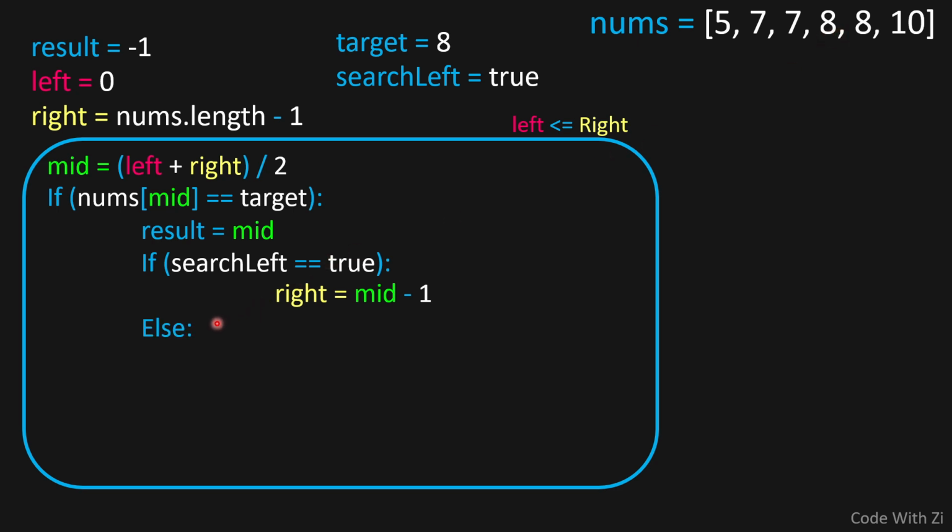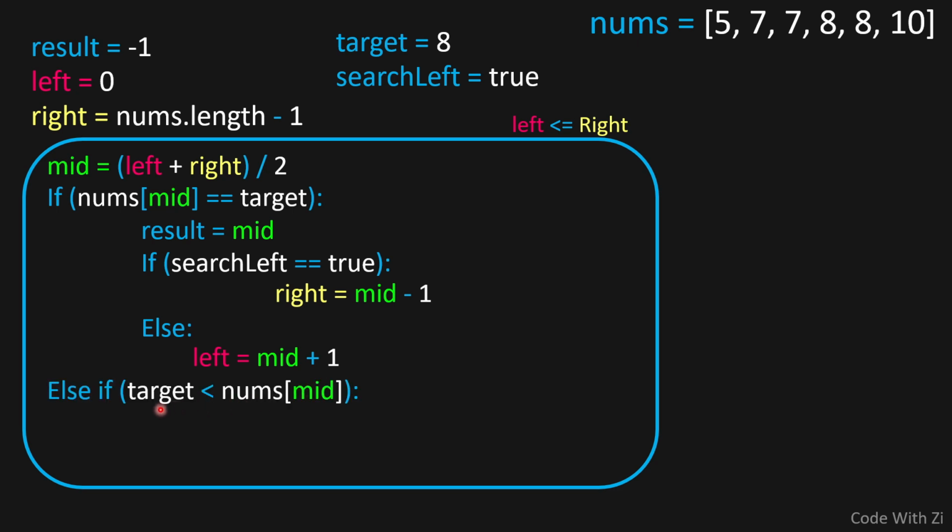And else, meaning if search left was false, so if we were looking for the rightmost answer, left should be equal to middle plus 1. So for example, if this is our middle and this is our answer, we need to make sure that no answers exist on the right side of it. And if we check here, we do have an answer. And this is basically it. These two lines are going to make sure that we find the leftmost answer and the rightmost answer.